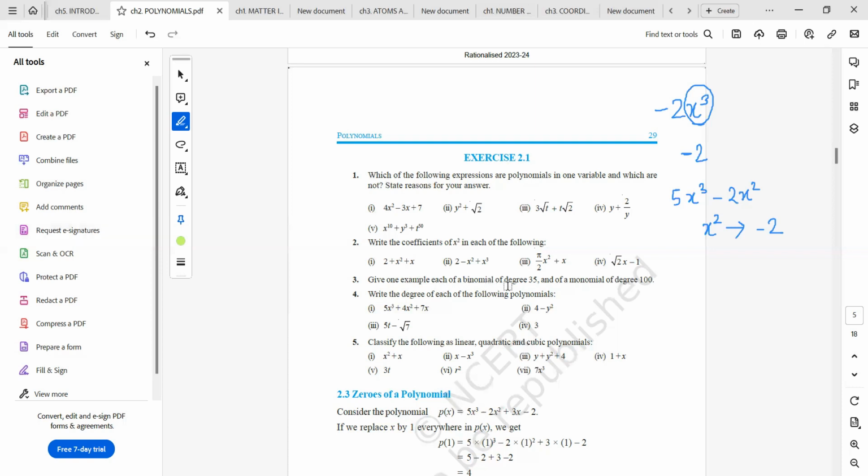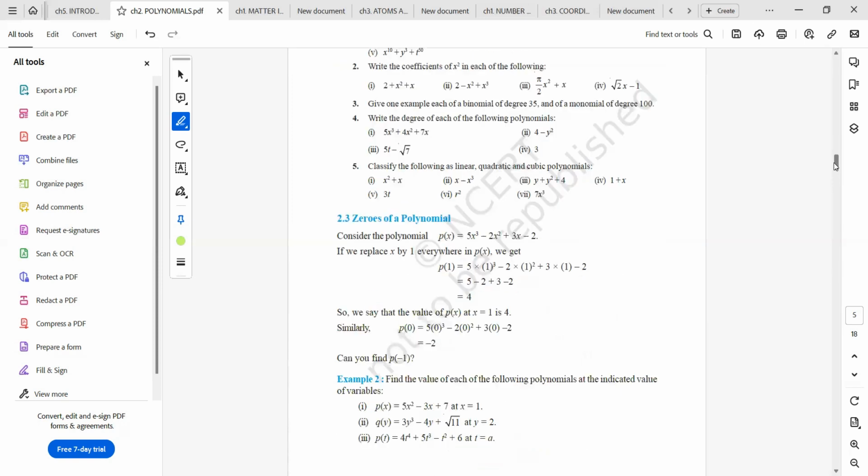Okay, binomial of degree 35, monomial of degree 100. You can write down the degree. Whatever is the power is the degree. Or this: linear, quadratic, and cubic. The power is 1, it is linear. Power is 2, it is quadratic, and 3, it is cubic. So you need to only find out the degree. Okay, so this exercise is very simple.